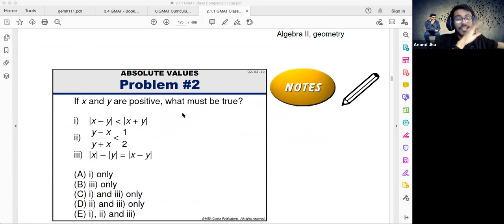X and Y are positive. It doesn't say whether X is less than Y or X is more than Y. So I'm free to choose any number. Take any number and then do it. There's an expression. When you're taking values for X and Y positive, don't take 0 for the time being, because it says positive. Although 0 we can say is positive, but don't take 0. Take 1, 2, 1, 5, 2, 3, 2, 5, anything, whatever you feel like.